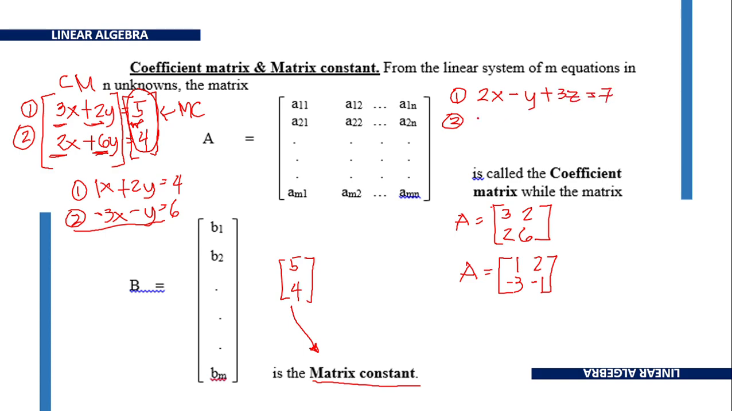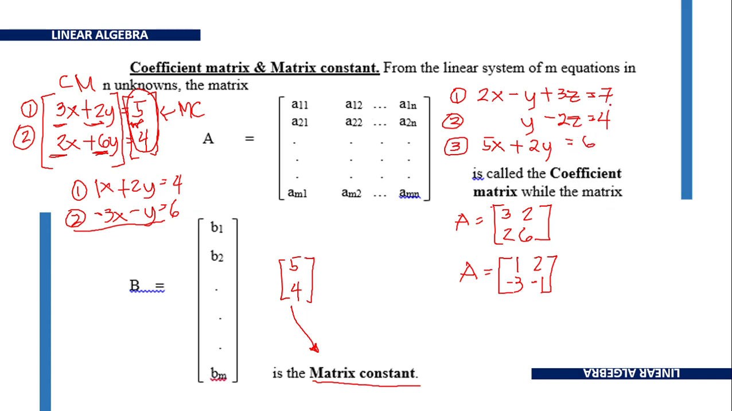Then next we have y minus 2z is equal to 4. Okay. And sige, 3. Gawin natin tatlo. So we have 5x plus 2y is equal to 6. Ayan. So, ito yung another example.